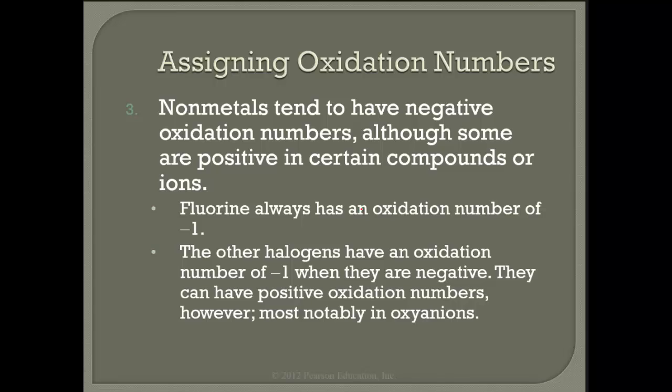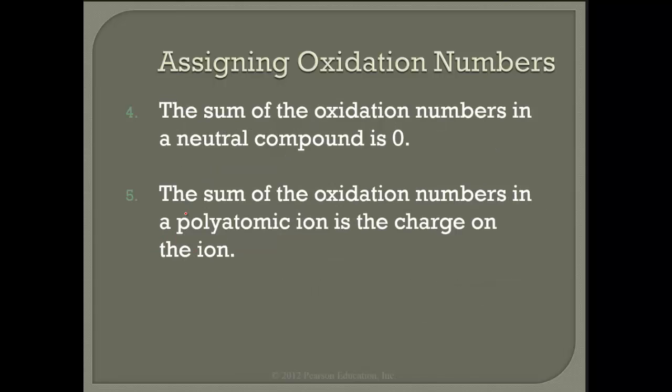Fluorine always has an oxidation number of -1. The other halogens have oxidation numbers of -1 when they are negative. They can have positive oxidation numbers, however, most notably in oxyanions. The sum of the oxidation numbers in a neutral compound is 0. The sum of the oxidation numbers in a polyatomic ion is the charge of the ion.